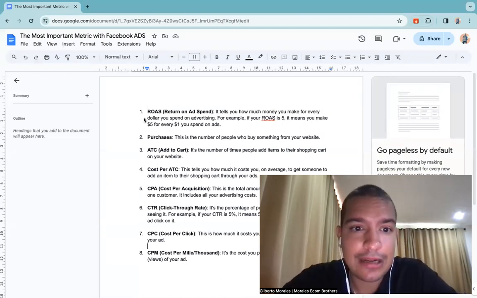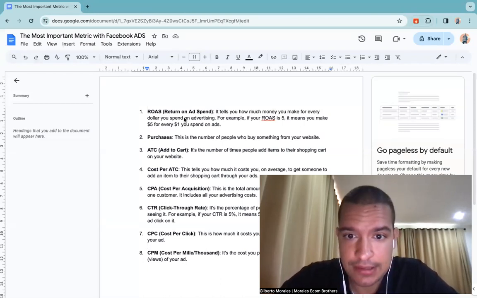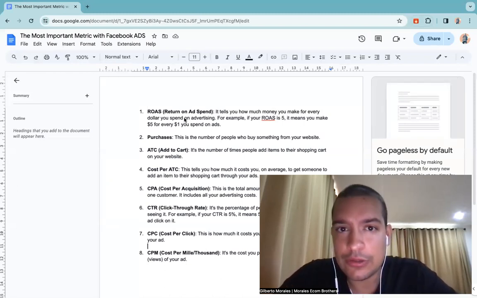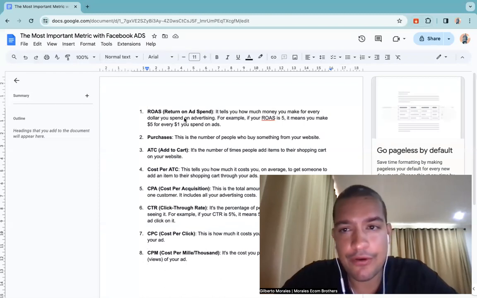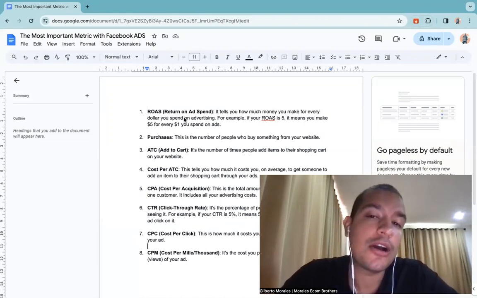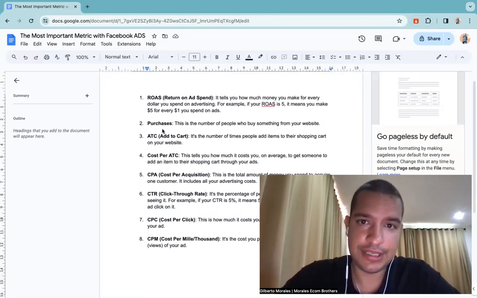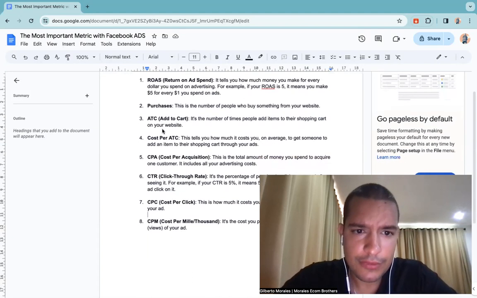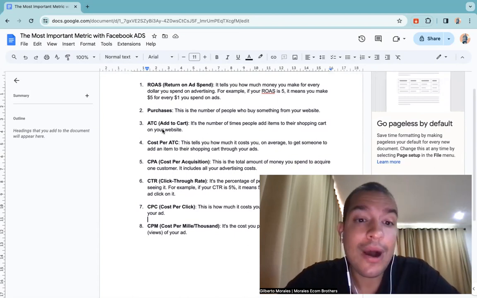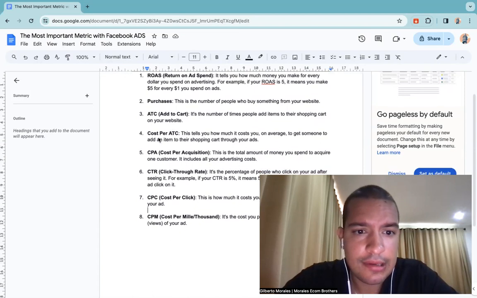So the first metric that I look at is ROAS. What is the ROAS? It's the return on ad spend. So if you invest $1 and you get, I don't know, $3 back in revenue, then you have a 3 ROAS. So this is basically what it means: for every dollar that I spent, how much I get back. After that, it's purchases. So how many purchases I get with my products. The other one is add to cart. So how many add to carts do I have? Simple as it is. So nothing too complicated.